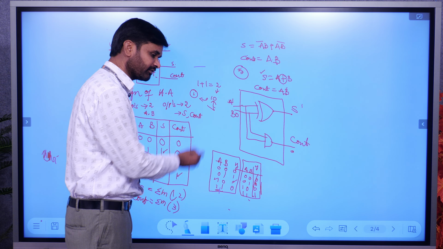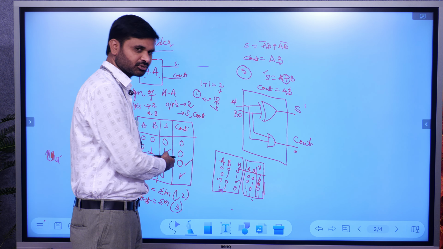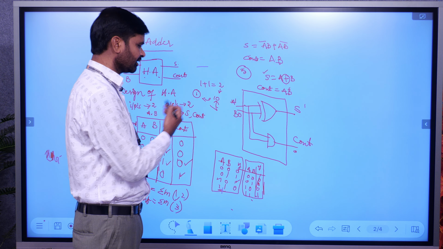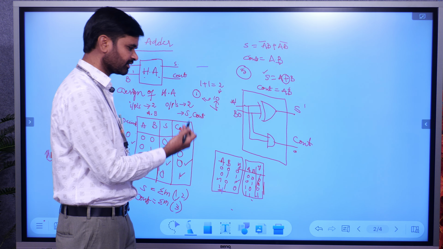So this is the functional verification of the half adder circuit from the circuit diagram, not from the truth table. This is the way of designing the combinational logic circuit for a simple half adder circuit. Now let us see the same combinational logic circuit design procedure for a full adder circuit.